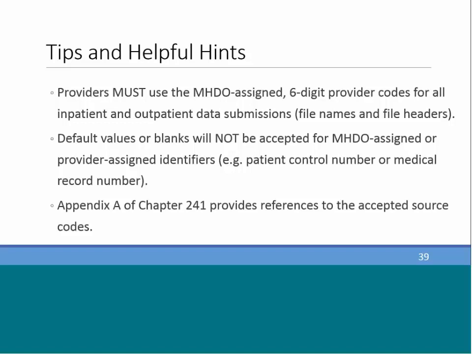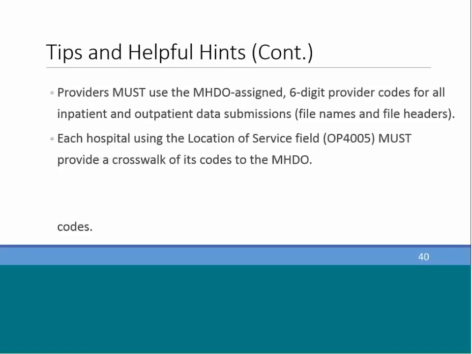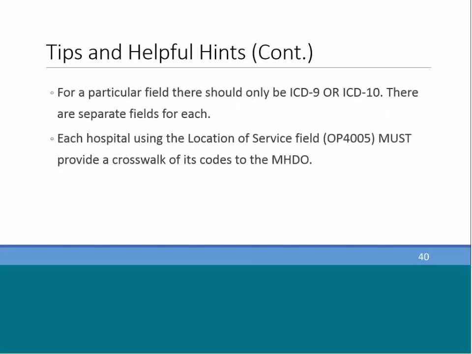Appendix A of Chapter 241 provides references to the accepted source codes, and this will be important for the new system. And for particular fields, there should only be an ICD-9 or ICD-10 code. There are separate fields for each.